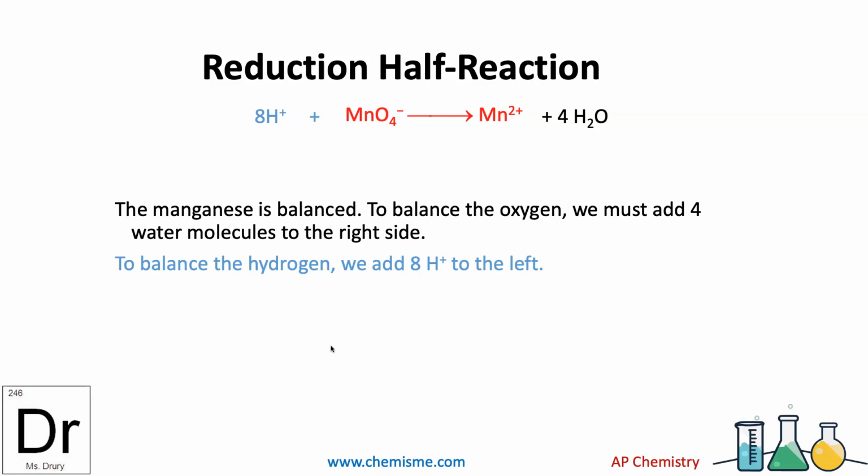They're going to go to the more positive side, which in this case is the left, which is not surprising because we just said this is the reduction half, and in reduction you gain electrons. So we're going to gain electrons on the left by adding 5 electrons to that left side, and that balances this half reaction. So now that I have both half reactions balanced, I need to sum them back up.